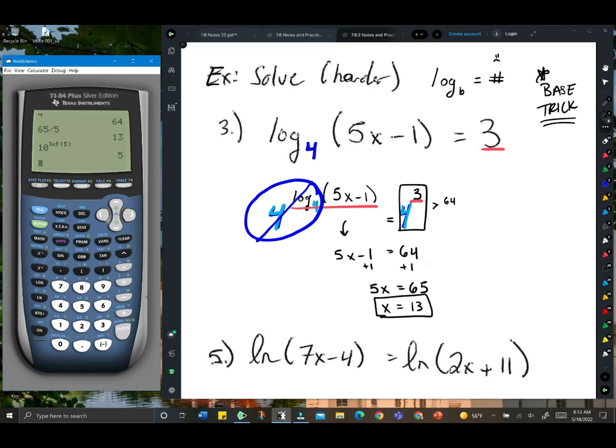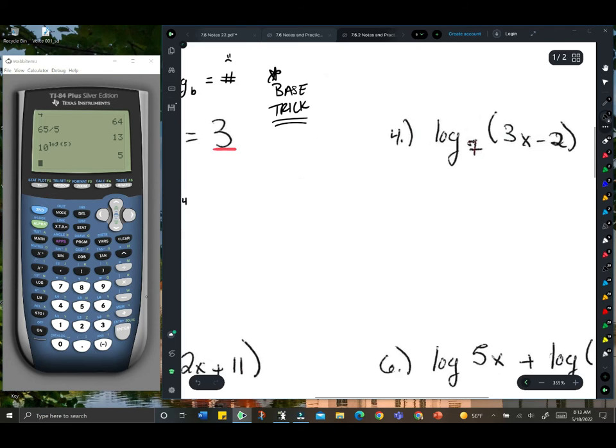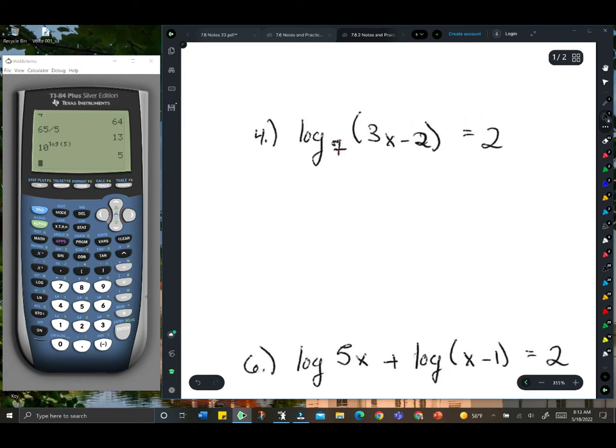So that is why, so to speak, that can work. Number 4. Once again, we have the same thing going on here. We note the base is 7 of the log. So that is what we're going to use as our new base, the base trick. Everything else becomes an exponent for the time being. Two is our exponent. It's not 7 times 2, it's 7 squared. So we have 49.